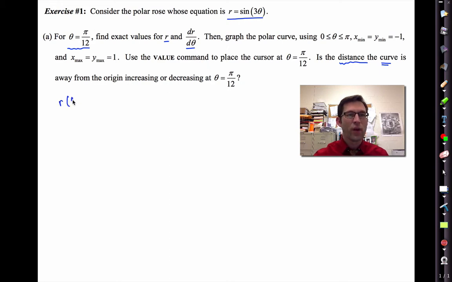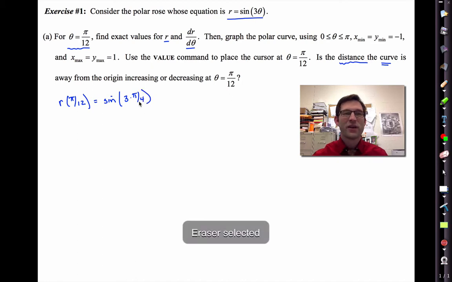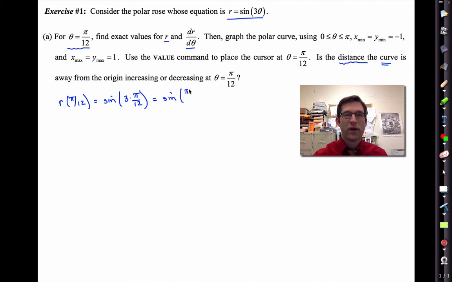All right, first let's figure out what r of pi over 12 is. That's pretty easy. It's going to be the sine of 3 times pi over 12. Oh, I hate it when I do math and talk at the same time. Let me get rid of all of that. Let's try that again. It's going to be the sine of 3 times pi over 12, which is the sine of pi over 4, which is root 2 over 2.